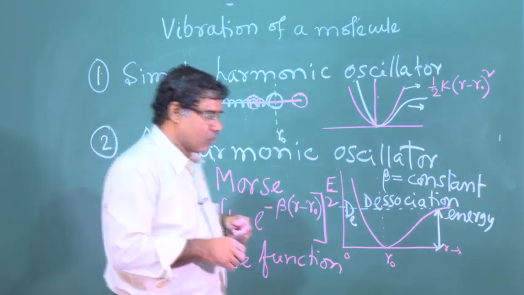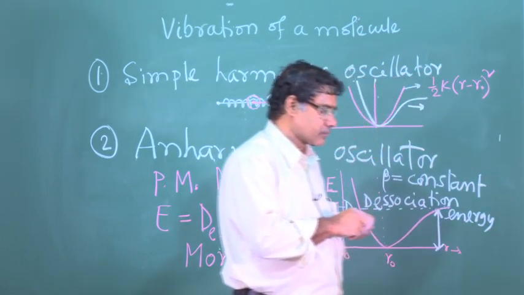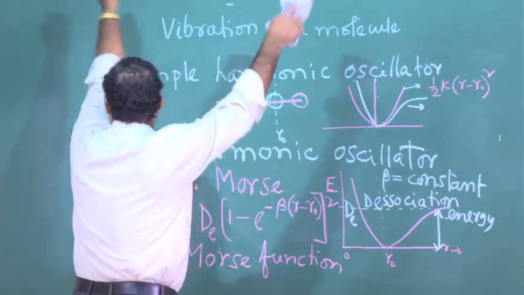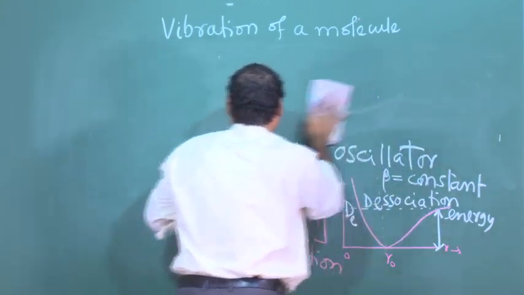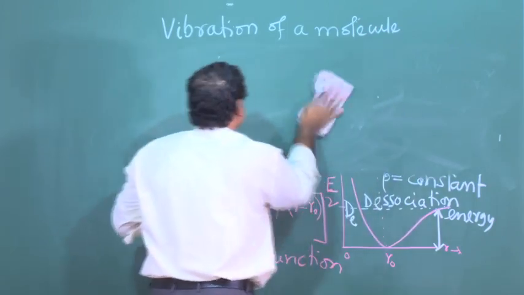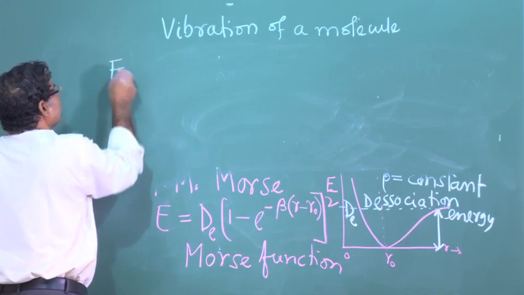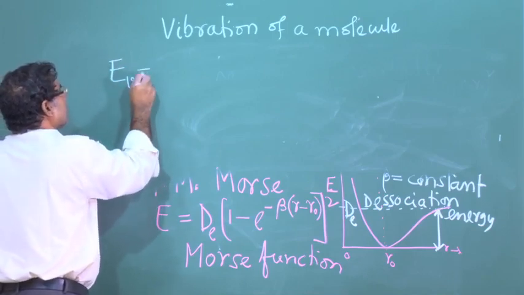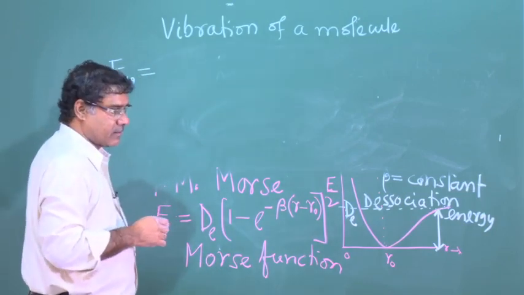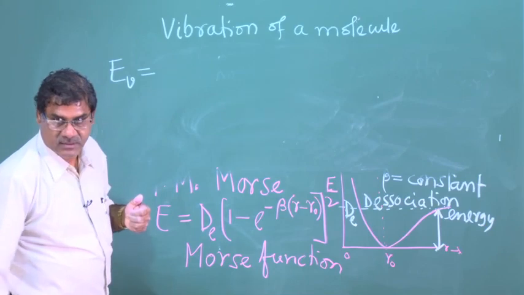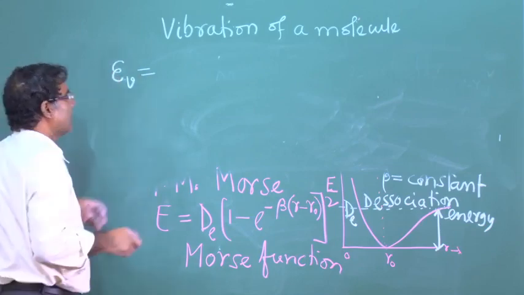Now, considering this Morse potential, one has to solve the Schrodinger equation, and that solution will be E_V, in terms of wave number.